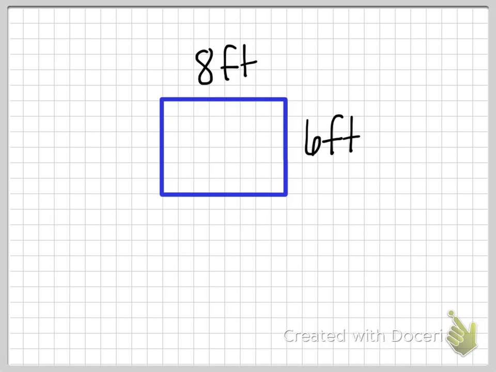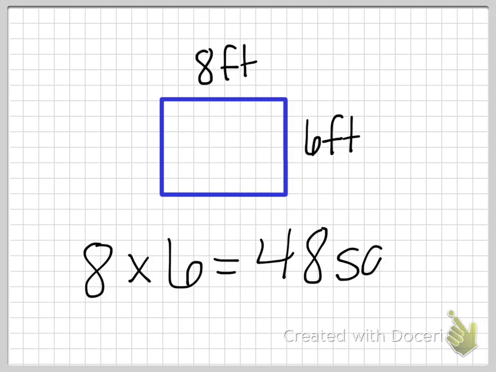For example, this rectangle is 8 square feet across and 6 square feet down, so we can plug in 8 feet into the formula for length and 6 feet into the formula for width and get an area of 48 square feet. If we counted the square units inside of this shape, we would also get 48 square units.